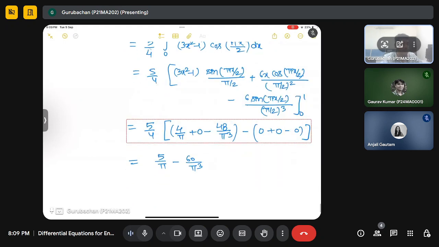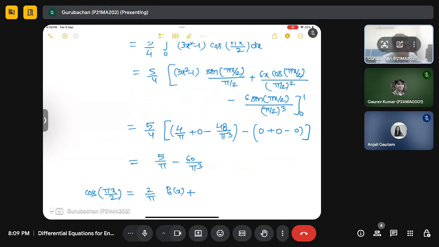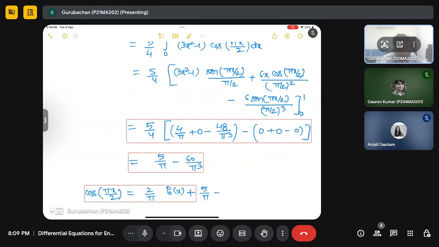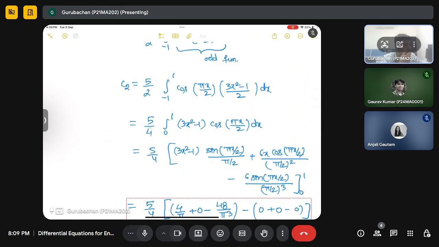So now you got your coefficient, and you will write your function. That means cos(πx/2) can be written as, since c0 is 2/π, (2/π) P0(x) plus 0 times P1(x), and we don't need to write that, plus (5/π minus 60/π^3)... I think some calculation error happened.